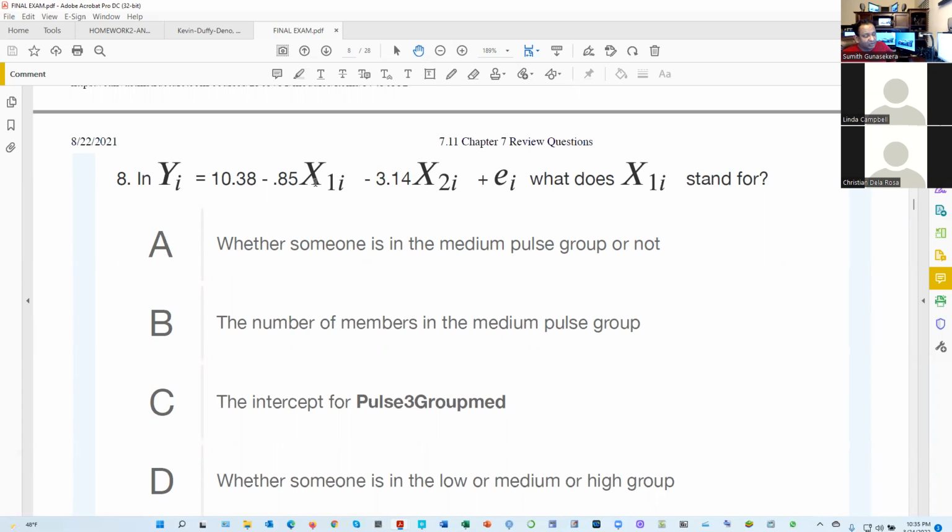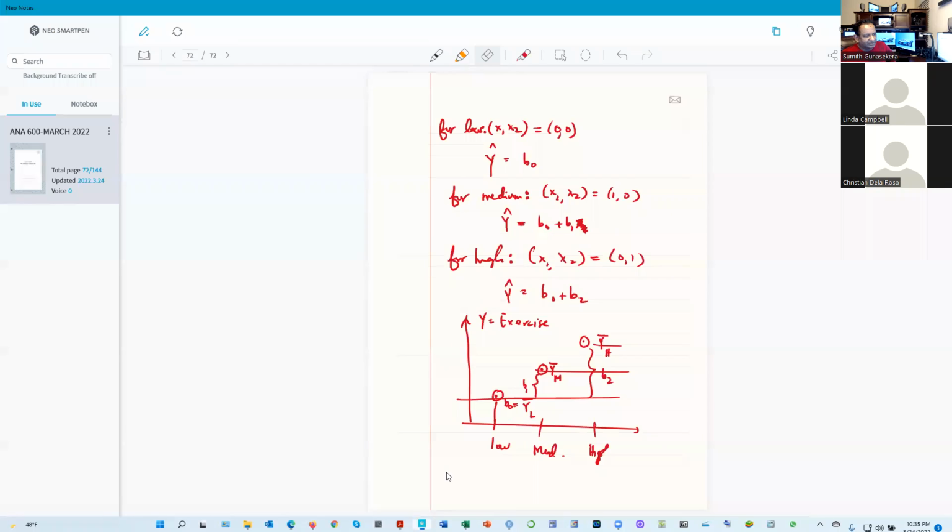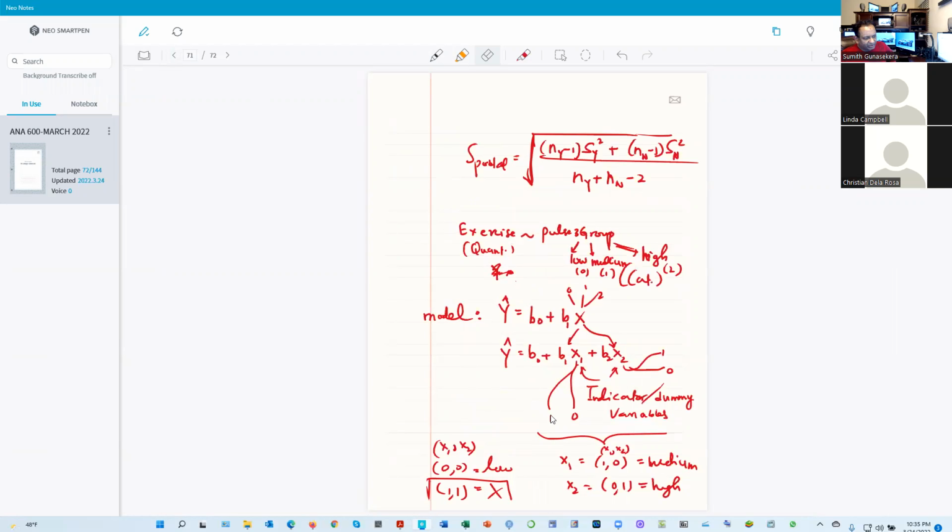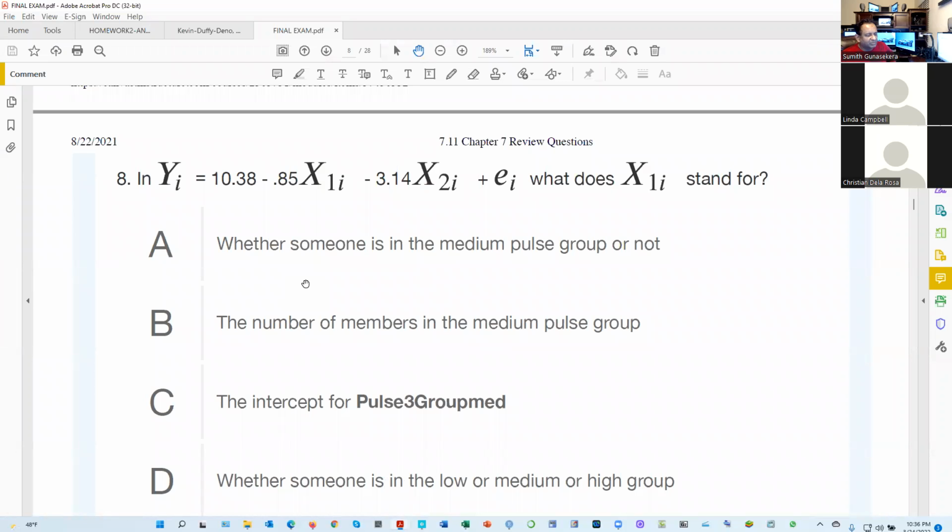Because this one can take how many values? 1 or 0, as I mentioned here. It says whether the selected person is in this group or not. If they are in the group, 1; if not, 0. That's the idea. Here, whether the selected person is in the high group or not. If yes, 1; if no, 0. The answer should be whether someone is in the medium pulse group or not. Yes, 1; no, 0.